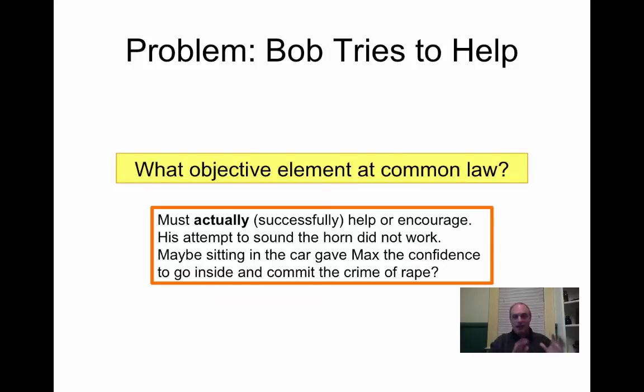Now, Bob knows that his friend Max has the gun, but he's decided what he'll do is he'll stay out in the car outside, and he's going to be lookout. He'll blow the horn if John shows up, but he falls asleep behind the wheel of the car.